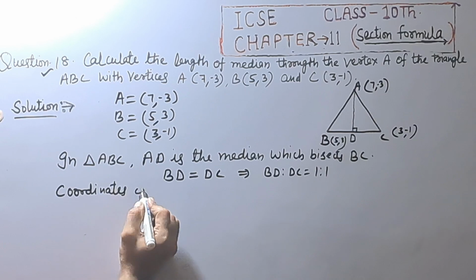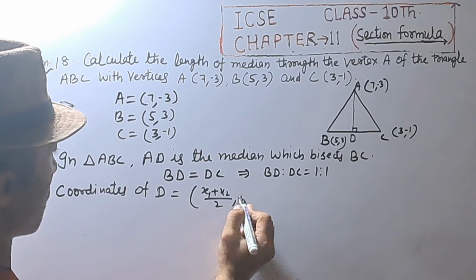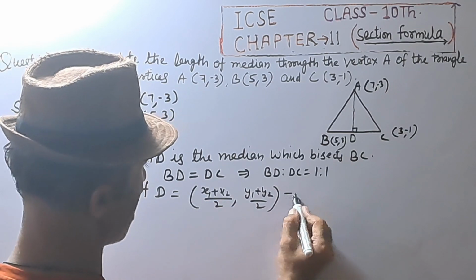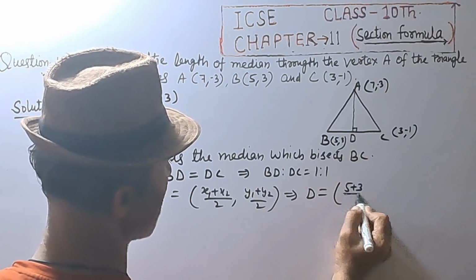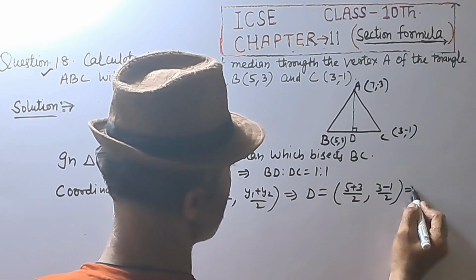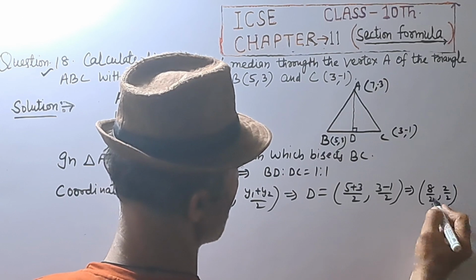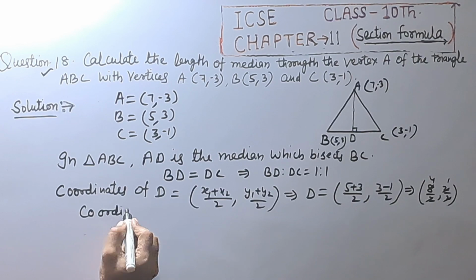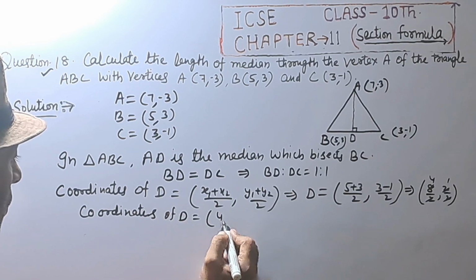Coordinates of D is equal to (x1 plus x2 upon 2, y1 plus y2 upon 2) by the midpoint formula, which implies the coordinates of D is equal to (5 plus 3 upon 2, 3 minus 1 upon 2), which implies 8 upon 2, 2 upon 2, that is 4 and 1. Coordinates of D is equal to (4, 1).